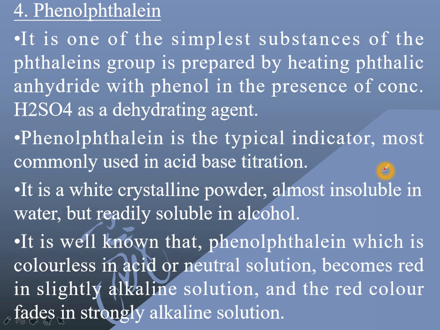And the fourth one is the most common one, that is phenolphthalein, and it is the simplest substance of the phthalein group. It can be prepared by treating phthalic anhydride with phenol in the presence of concentrated sulfuric acid, which is functioning as a dehydrating agent. Phenolphthalein is a typical indicator that is commonly used in the acid-base titration, as I have said previously. It is a white crystalline powder, insoluble in water but readily soluble in alcohol. It is colorless in acid and neutral solution but becomes red in slightly alkaline solution, and the red color fades in strongly alkaline solutions.